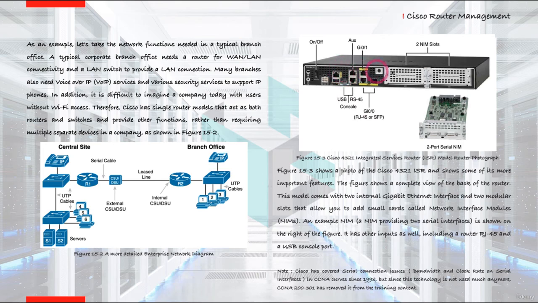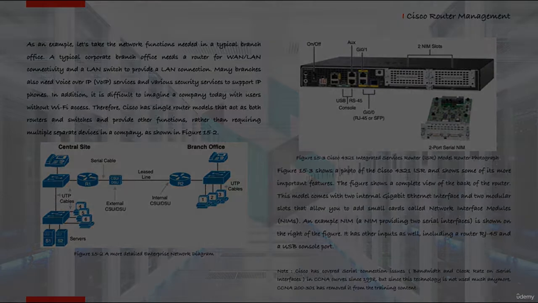In the figure here you can see the Cisco 4321 router model. We have two empty module slots in this router. You plug in these modules according to your needs. If you need more modules, you need to buy a higher model.